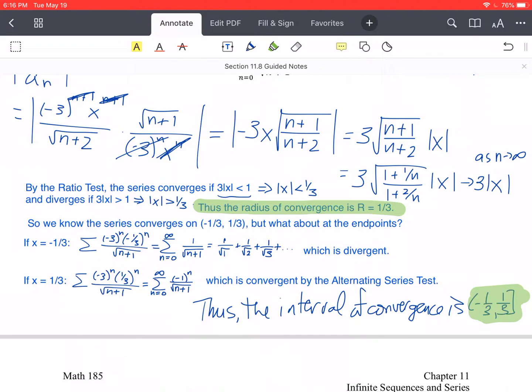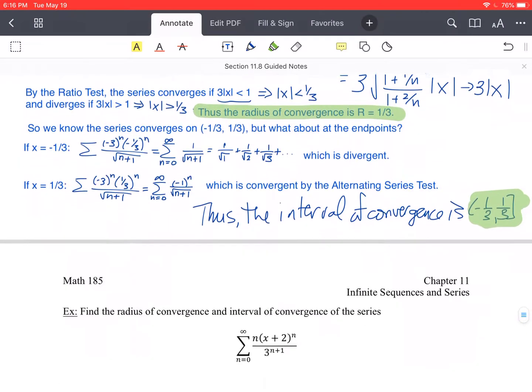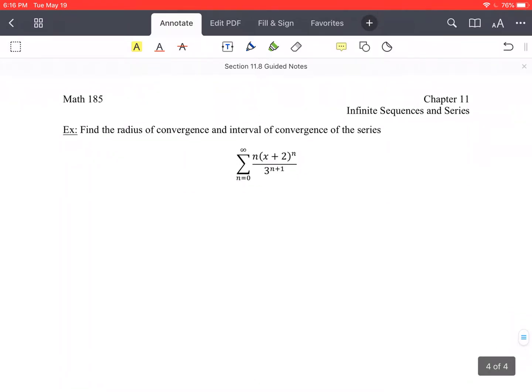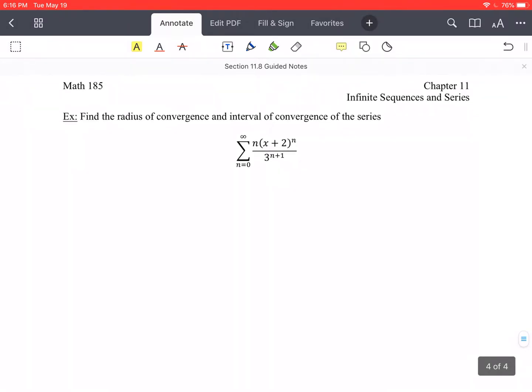All right. So let's do one more, just so we can really get the hang of this. But you're going to notice the pattern here. A lot of these are getting treated the same way when we're solving them. So find the radius of convergence and interval of convergence of this series.